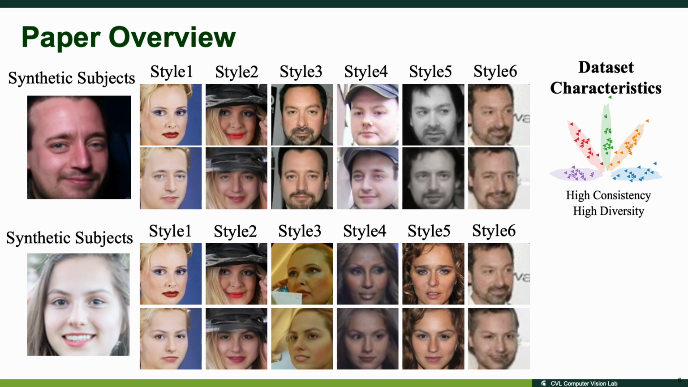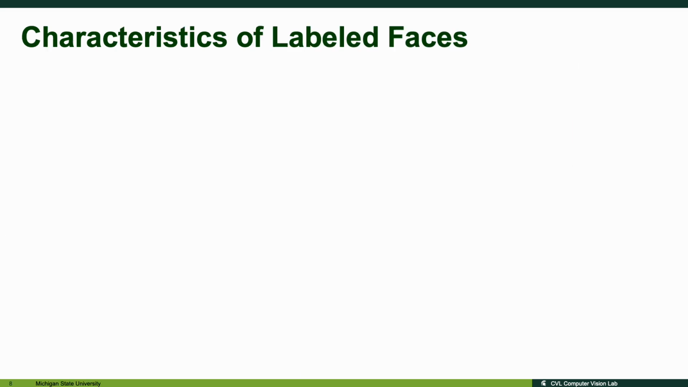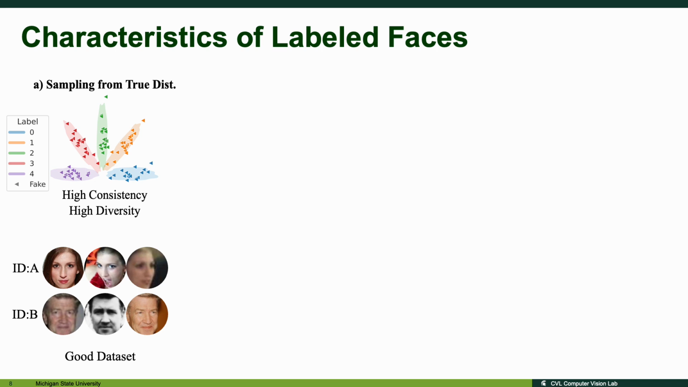The primary focus of the paper revolves around analyzing the diversity and consistency within synthetic datasets, and we control these aspects through the use of a dual condition diffusion model. The key characteristics of a desirable synthetic dataset include consistent identity and large diversity. A real dataset can satisfy these conditions if it's free from label noise and derived from a variety of sources.